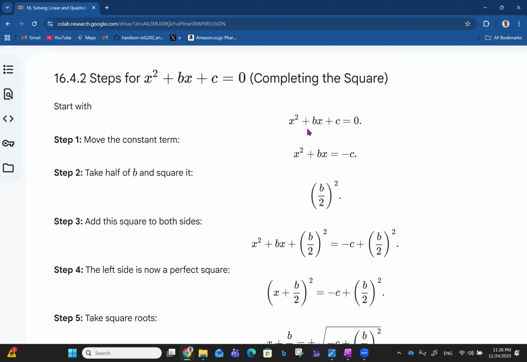Then you move the constant term, that's plus c. You move it to the other side. You know, in the standard form, the c has to be here. But to complete the square, now you have to move it away so that you can deal with the things with the variables. So you now have x squared plus bx equals minus c.